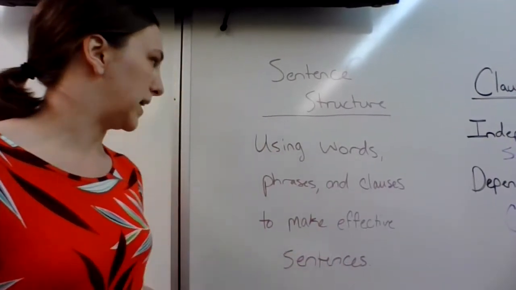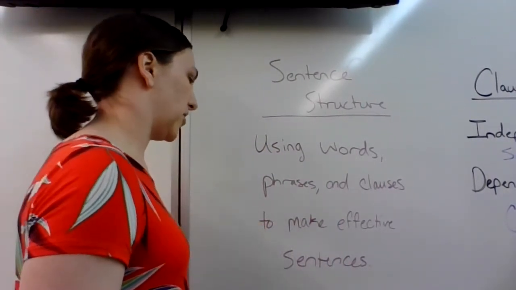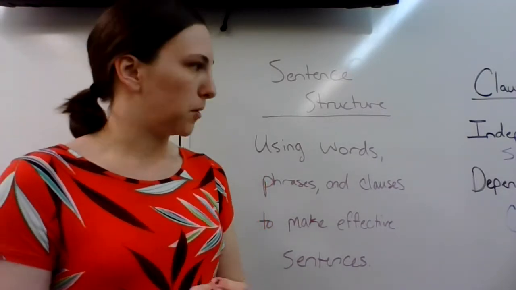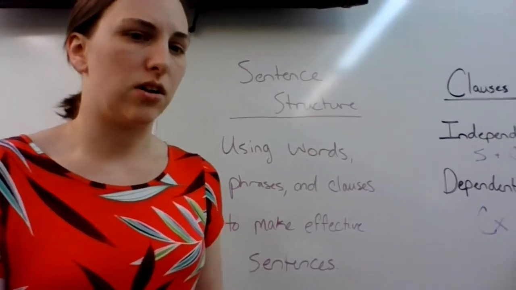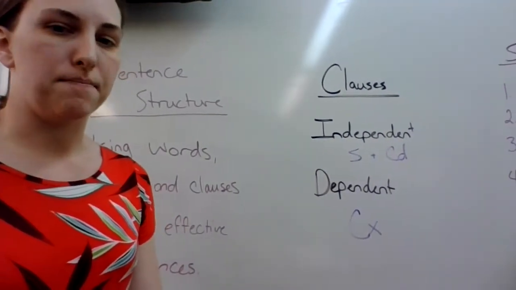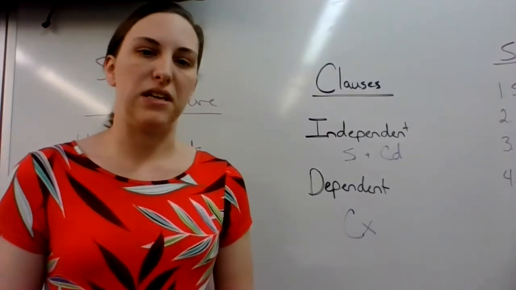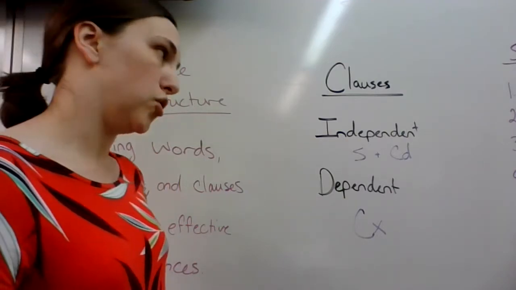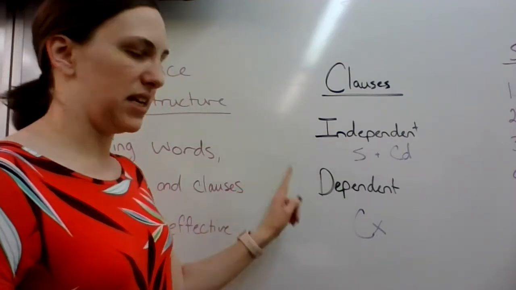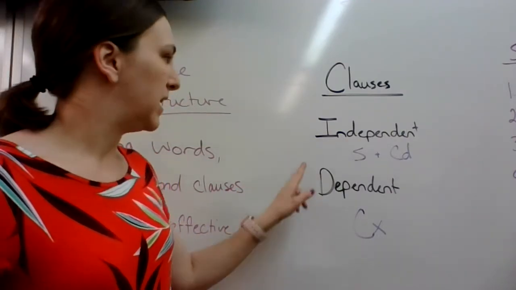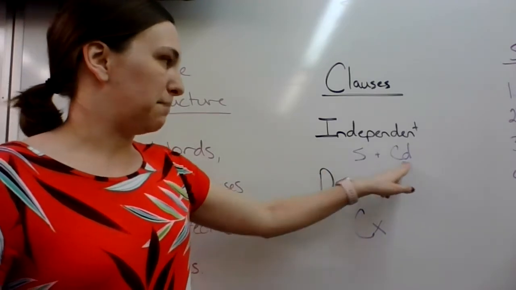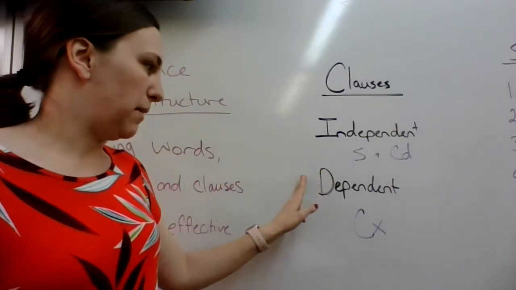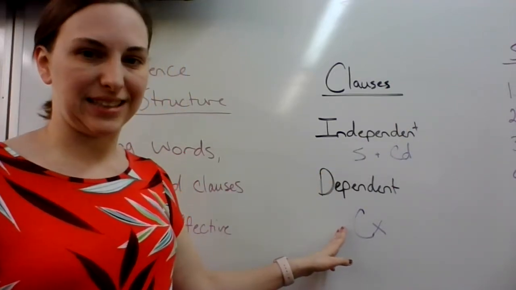So just to review real quick, we're trying to use words, phrases, and clauses to make good, effective sentences, so we can communicate our purpose. And we're focusing on clauses because that's what the words form into. Subjects and verbs make clauses. Two basic types of clauses: independent and dependent. The independent clauses make simple and compound sentences, and I'll review that in a second. Dependent clauses make complex sentences.